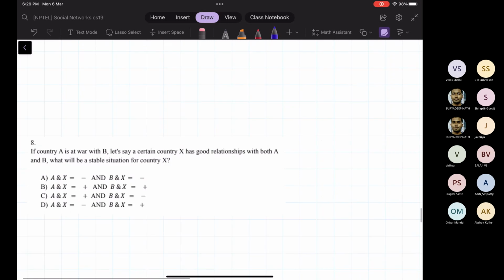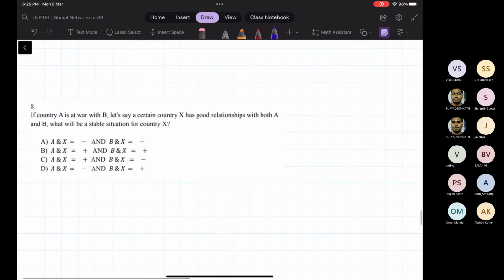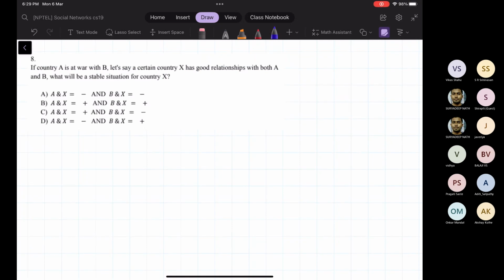Okay. Moving on to question 8. So question 8, 9, and 10 would be related. If a country A is at war with country B, let's say a certain country X has a good relationship with both A and B, what will be a stable situation for country X? So first let us draw the diagram, then it will be clear. So you have A, you have B. A and B are at war, so it's a negative relationship. And now let us consider X, country X. It is saying that X has a positive relationship, good relationship with A, and good relationship with B as well. So what will be a stable situation for country X?